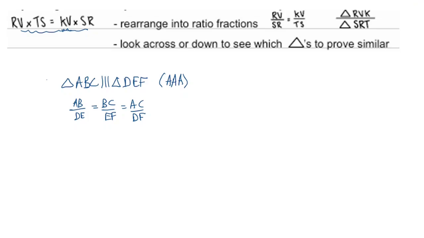Then what you're able to do, which is an absolute game changer, is you can look across and see what triangle you're working with. By doing that, I've now seen that all this weird mumbo jumbo is actually just saying, try and prove that RVK is similar to SRT.